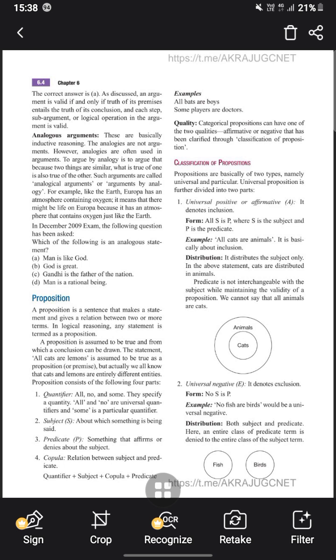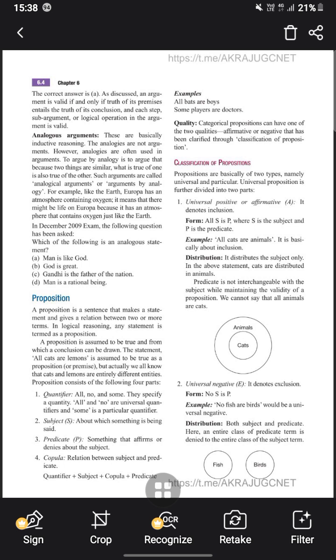Okay, so quantifiers all, no and some, they specify the quantity. Subject, about which something is being said. Predicate, something that affirms or denies about the subject, that is predicate. Copula, that is the relation between subject and predicate. And quality: the categorical proposition can have one of two qualities, affirmative or negative, that has been clarified through classification of proposition, that is quality.